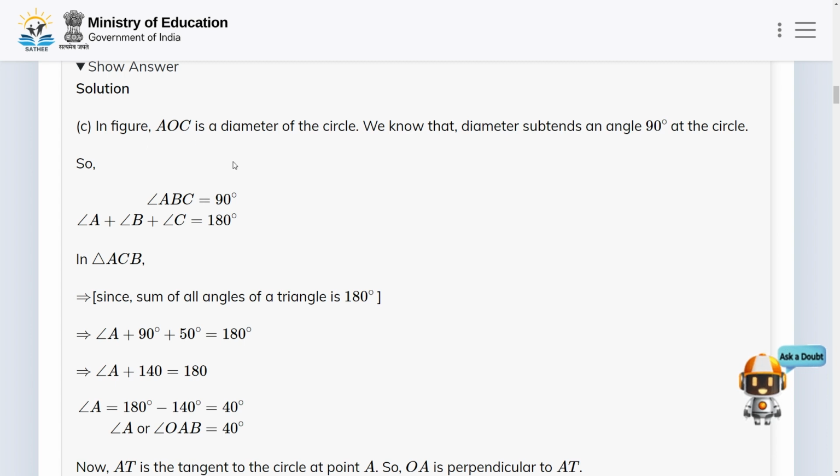So in the figure, AOC is a diameter of the circle, and we know that a diameter subtends an angle of 90 degrees. Okay, we know this. So angle ABC is equal to 90 degrees, and angle A plus angle B plus angle C is equal to 180 degrees.